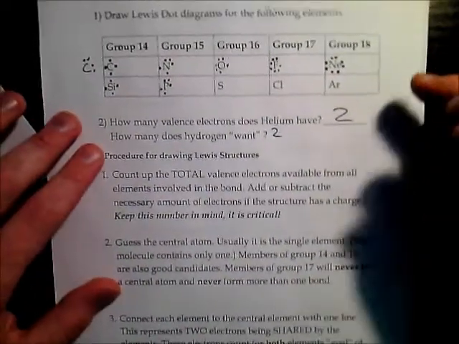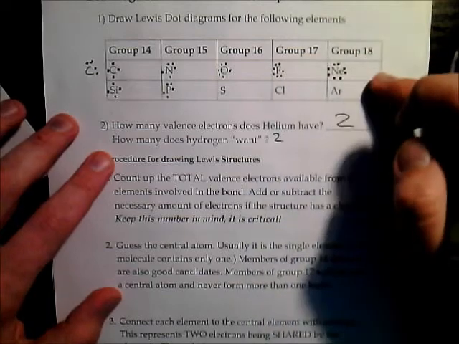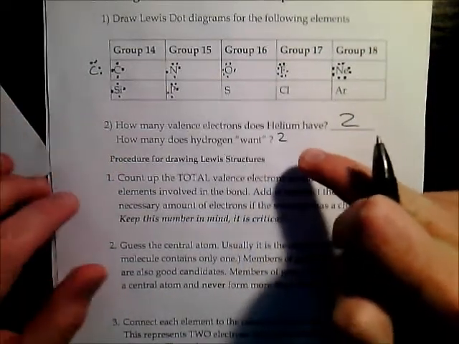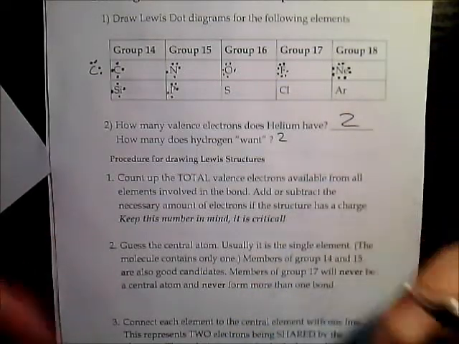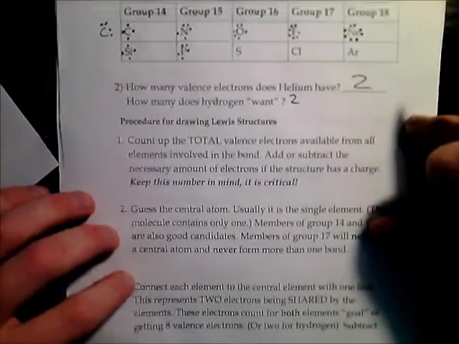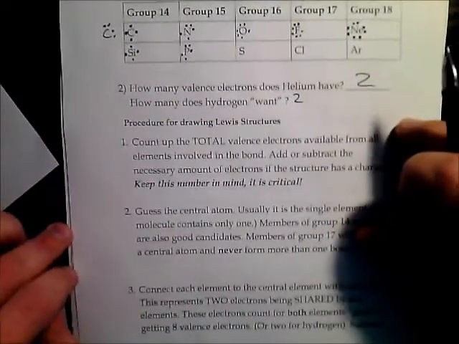So that's the main take-home message from this beginning part. We're figuring out how many valence electrons things have, and we're deciding how many valence electrons various elements want. They all want 8, except for hydrogen, which wants 2. 8 being the so-called octet rule.